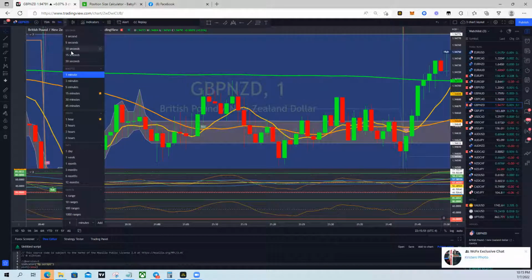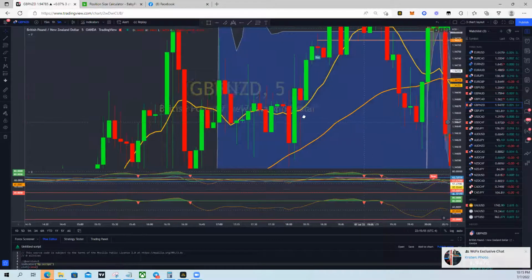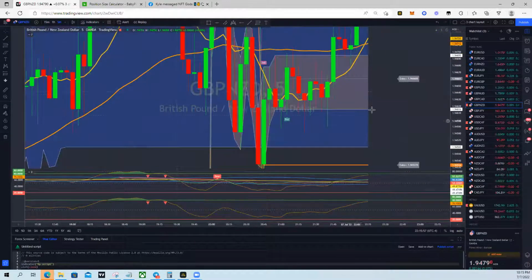Let's go to a higher time frame so you guys can see that. On the lower time frame, you're going to get those kind of wicks. On the higher time frame, it's nothing but wicks at the bottom of the golden key zone.